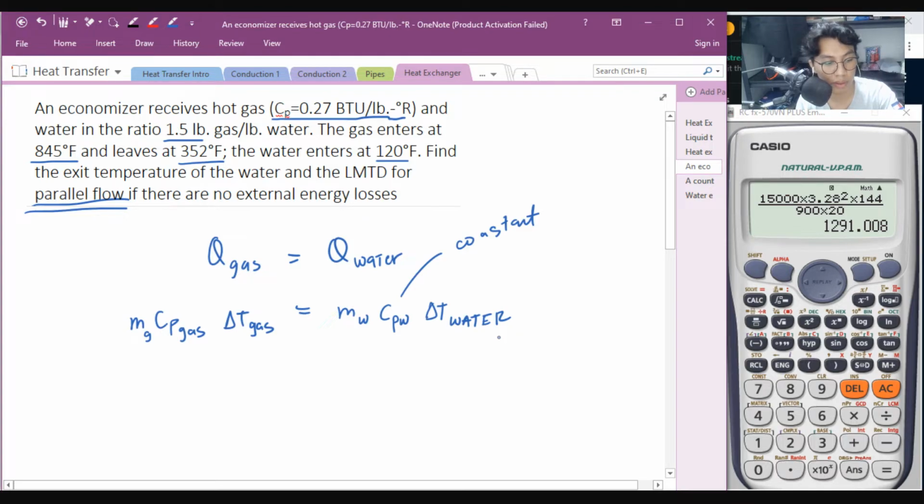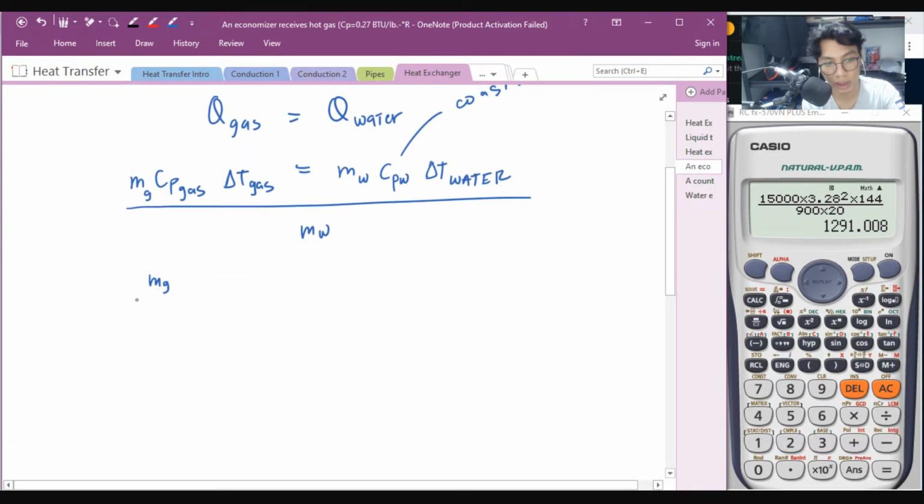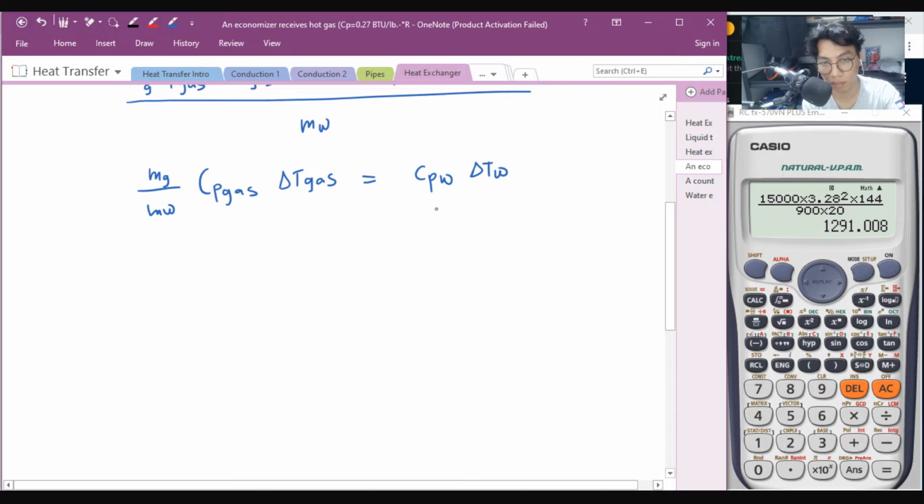Okay, we reform the equation. What was given here is the ratio of gas to water. So you have the mass of gas per mass of water. That is a ratio, so we divide all of this by the mass of water. So you get their ratio: mass of gas per mass of water multiplied by CP of gas, delta T of gas, equal to CP of water, delta T of water. We simplify. Here we get the mass of gas over mass of water, and then we divide CP of gas by CP of water. Simplify this.